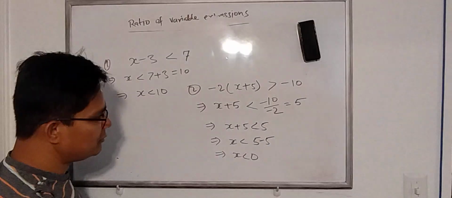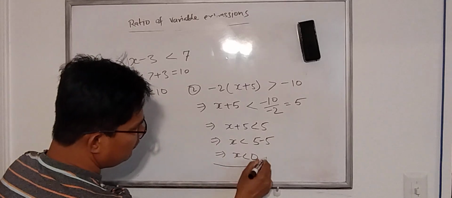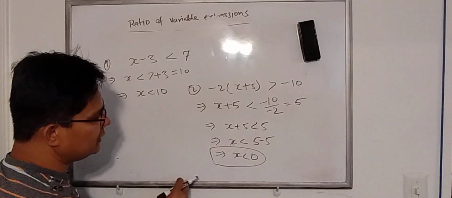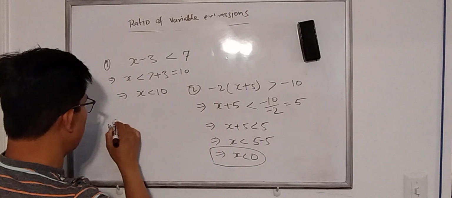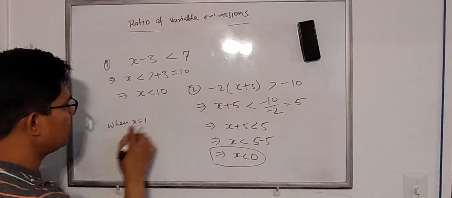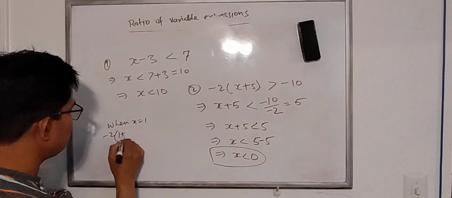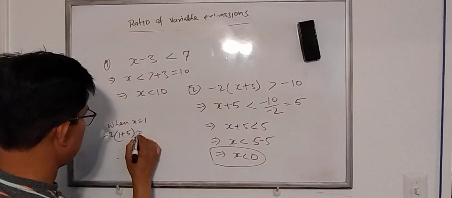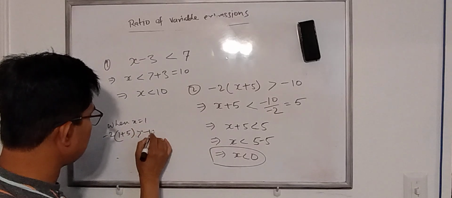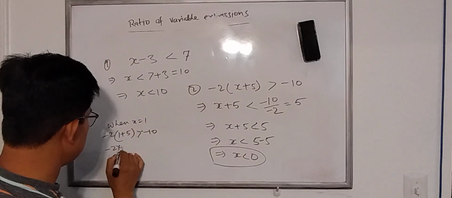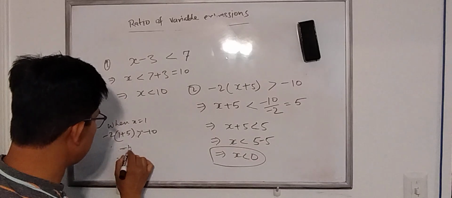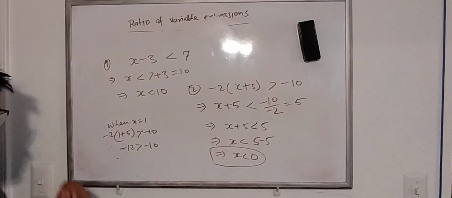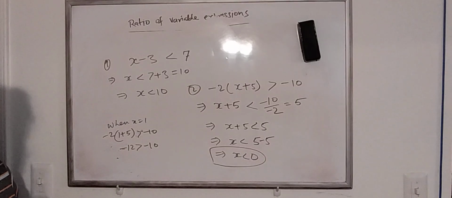To prove that, let's try some number. Here, what we found is x should be less than 0. Let's try a value of x greater than 0. So when x is equal to 1, minus 2 times (1 plus 5) is greater than minus 10. So minus 2 times 6 will be minus 12, greater than minus 10. Is it correct? Minus 12 greater than minus 10? No. Minus 10 is greater than minus 12.